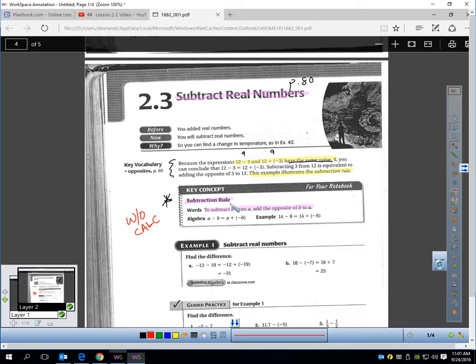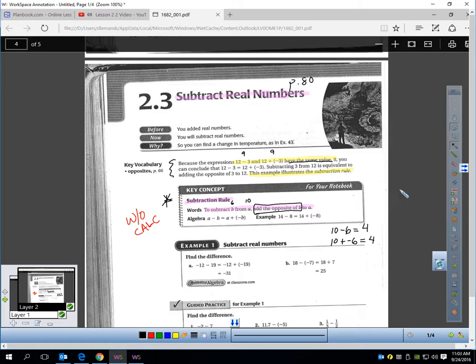Here's what this rule says. To subtract B from A, add the opposite of B to A. Now, if you're sitting there wondering what that means, let's put numbers in there. Instead of B and A, let's put 6 and 10. To subtract 6 from 10, the answer would be 4, right? This rule is saying to subtract 6 from 10, add the opposite of 6 to 10. So let's take 10 and add the opposite of 6. Does it make sense? You still get 4.